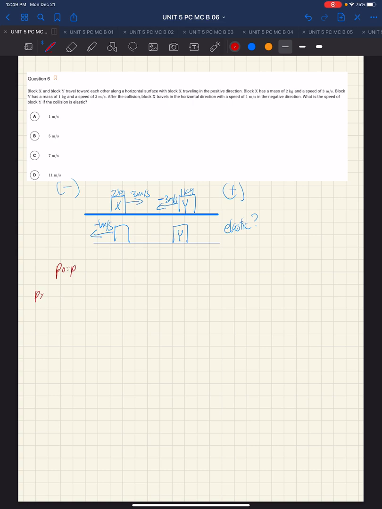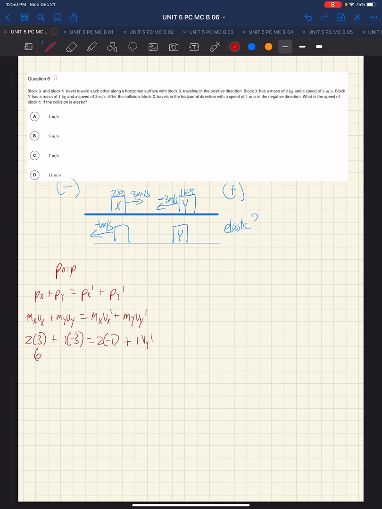So we have Px plus Py will equal Px prime plus Py prime. And this is Mx Vx plus My Vy is going to equal Mx Vx prime plus My Vy prime. So Mx is 2, velocity is 3. My is 1, the velocity is minus 3. Mx is 2 afterwards, and the afterward velocity is minus 1. And we have a mass of 1 kilogram going some unknown velocity.